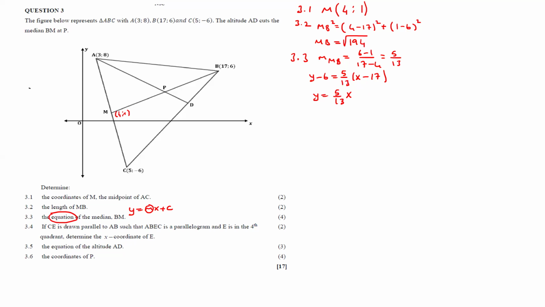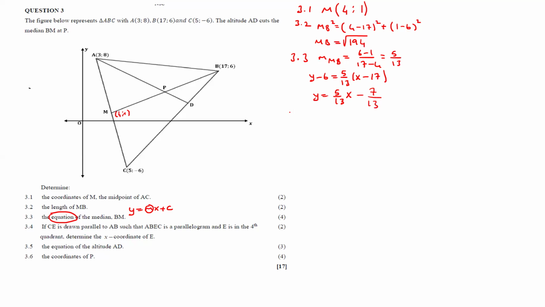What's that? Minus 7 over 13. No, I got 43 over 13. How did you get that? You multiply 5 over 13 by 17. Sorry, yes, I put 7 here. Yes, it is minus 7 over 13.